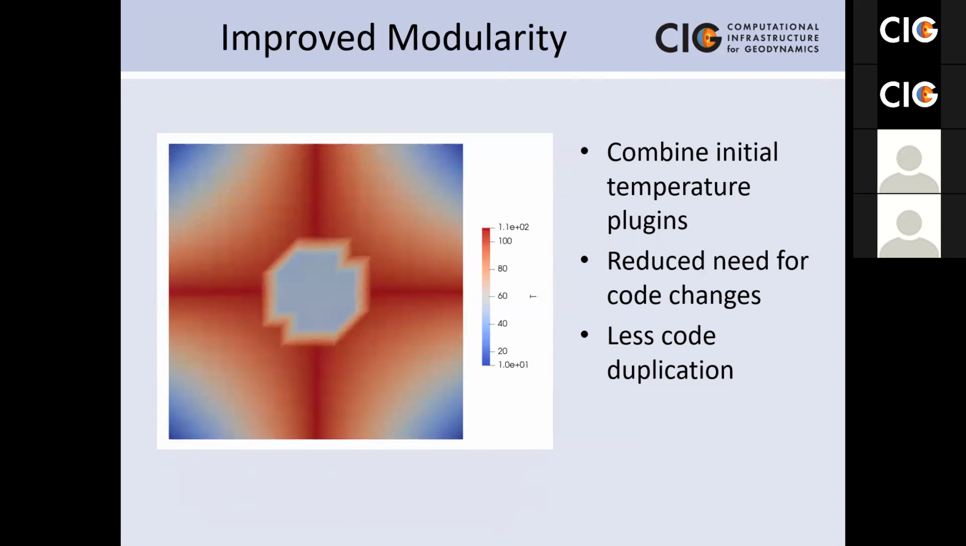With the new Aspect version, you can simply, in the input file, specify several of these plugins and add them together. In this case, I just used a random background field that I read from a data file and a function plugin that describes a round region in the center that is subtracted from this other temperature. So this essentially reduces the need to change the code itself, and it allows us to remove code duplication.